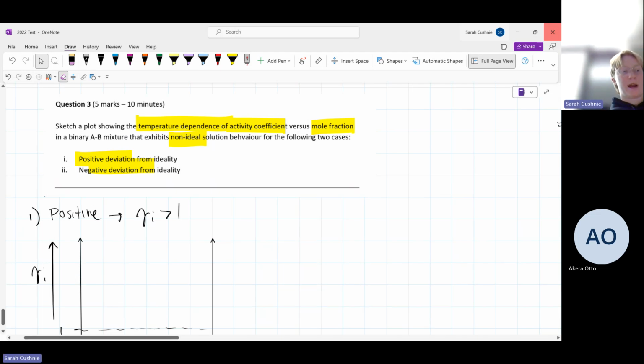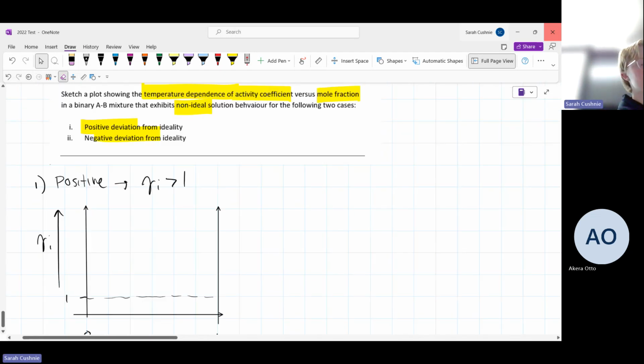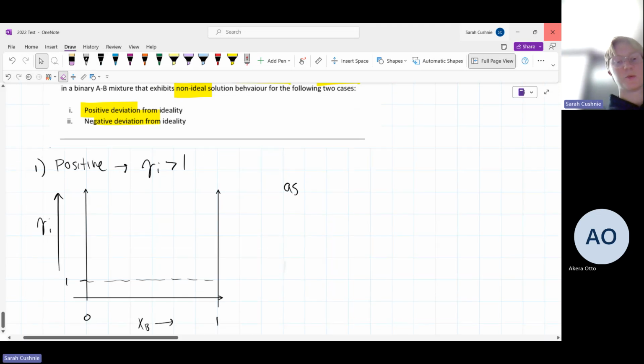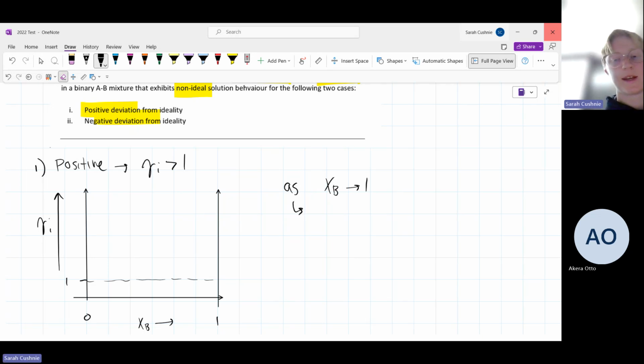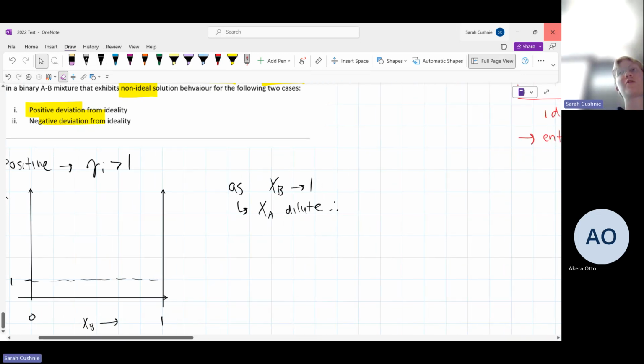Now we need to talk about what actually is going to happen in this case. We can talk about what's going to happen regardless of temperature. We're going to ignore temperature right now and just figure out what it's going to look like. I know that as xb approaches 1, xa is going to be dilute. And if you remember back to the first test content, if xa is dilute, it's going to behave as Henry's law.